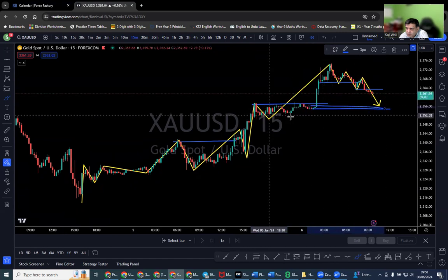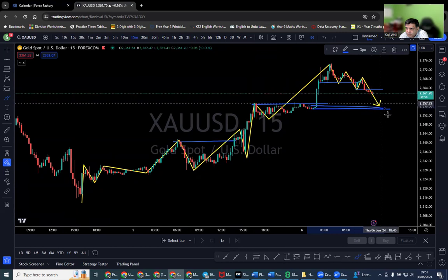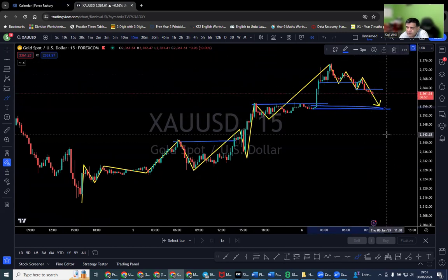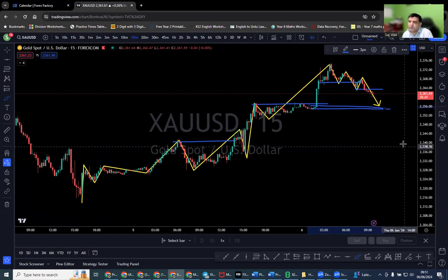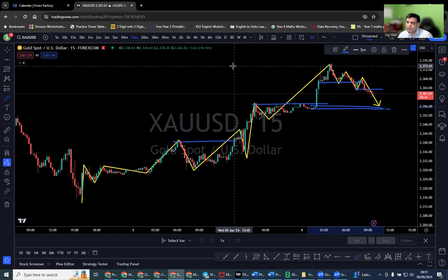And once this is broken, then on retest, we will see the next level. Or if it's rejected from here to the upside, but most likely it may come down. But let's see. It's the market, so we don't know for sure what can happen. We only work on probabilities.